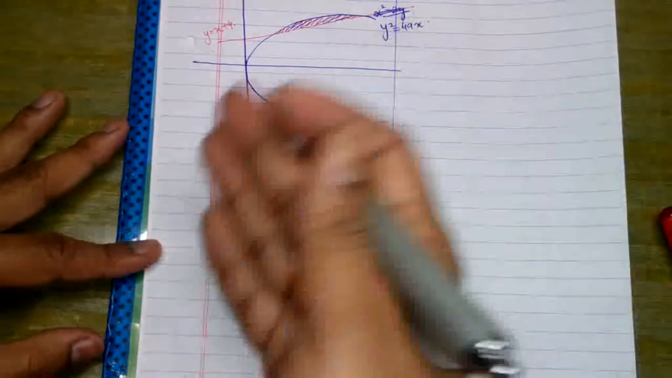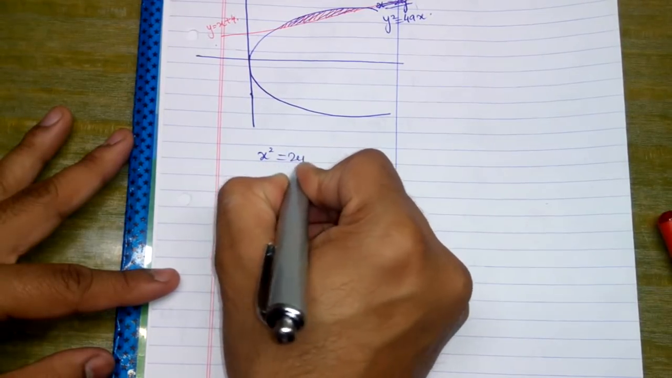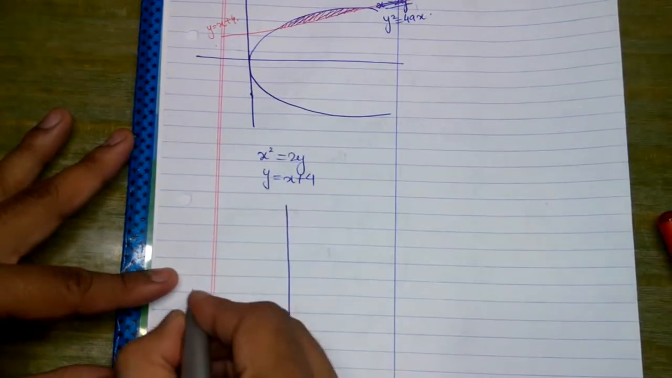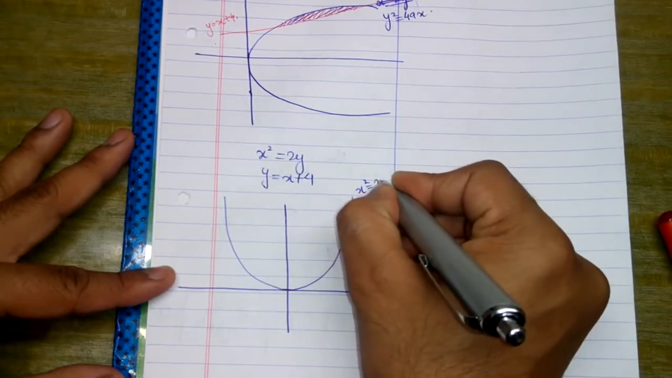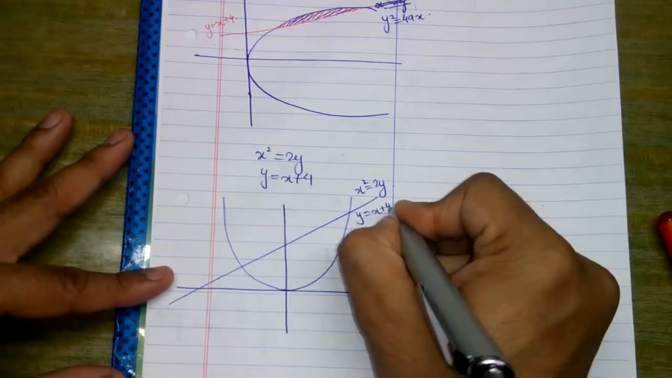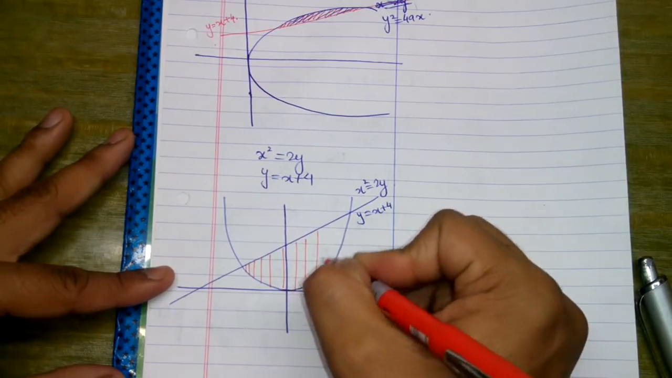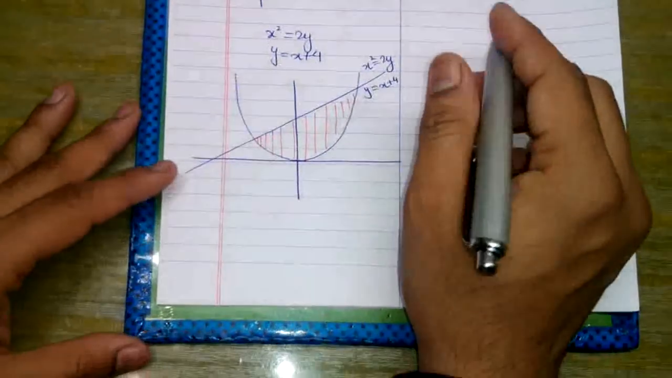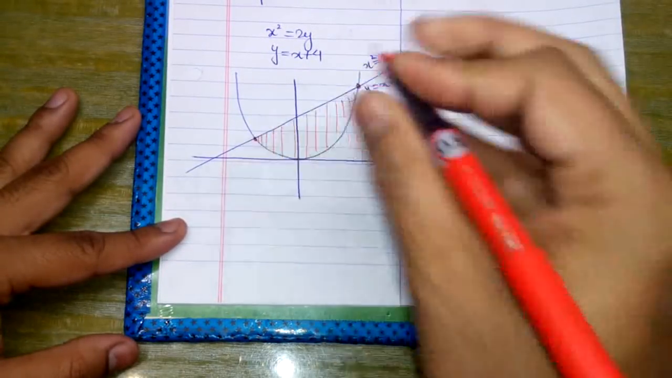Now let us discuss another contrary example of this. If it would have been given x² = 2y and the line was y = x + 4, then in that case the parabola would have been like this, that is x² = 2y, and the line, this would be y = x + 4, such that the area which is coming common in between these two sections is the red shaded area. So the first step is to find out the points of intersection, which would be this point and this point.